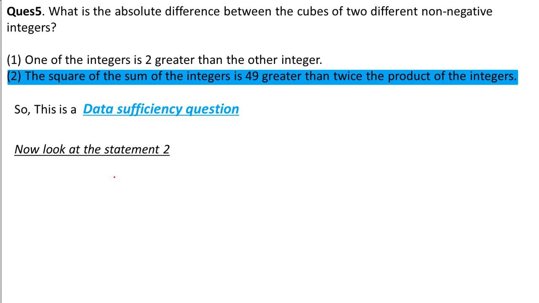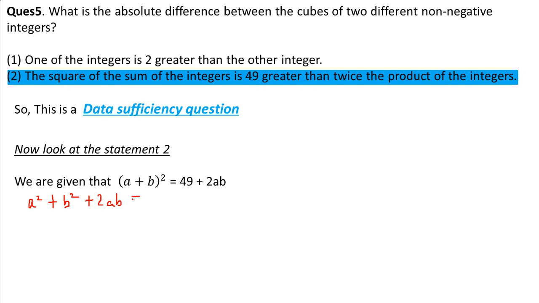Now, look at the second statement. It says the square of the sum of the integers is 49 greater than twice the product of the integers. That means (a plus b) whole square is equal to 49 plus 2ab. When I open this whole square, I get a square plus b square plus 2ab is equal to 49 plus 2ab. This 2ab gets cancelled and I get a square plus b square is equal to 49.